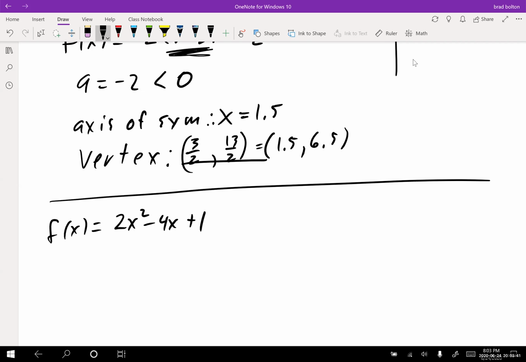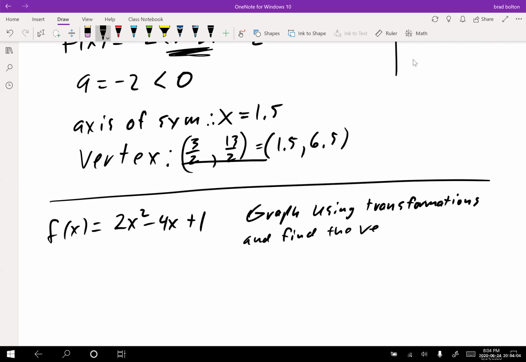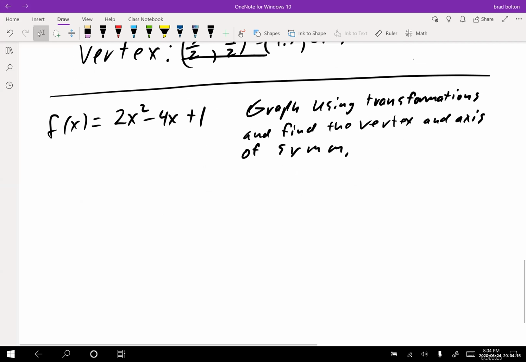Okay, so we want to put it in graph using, they'll say transformations, but what that really means is put it in vertex form, graph using transformations, and find the vertex and axis of symmetry. Okay. So take a minute, pause the video, and see if you can complete the square on this problem and put it in vertex form.